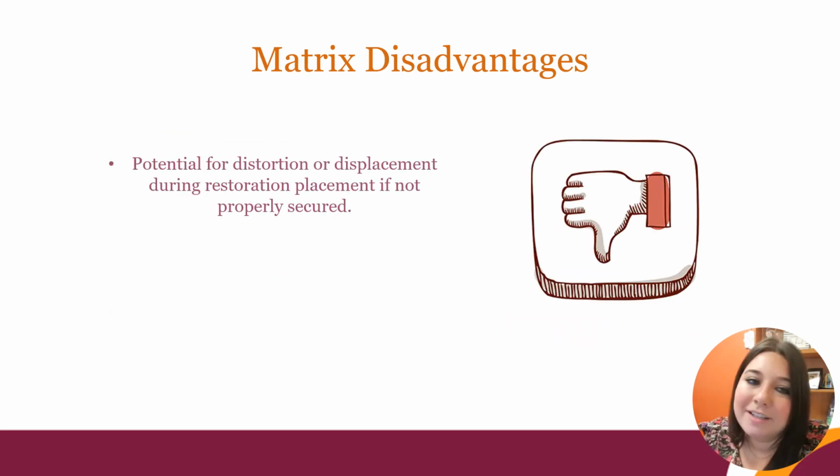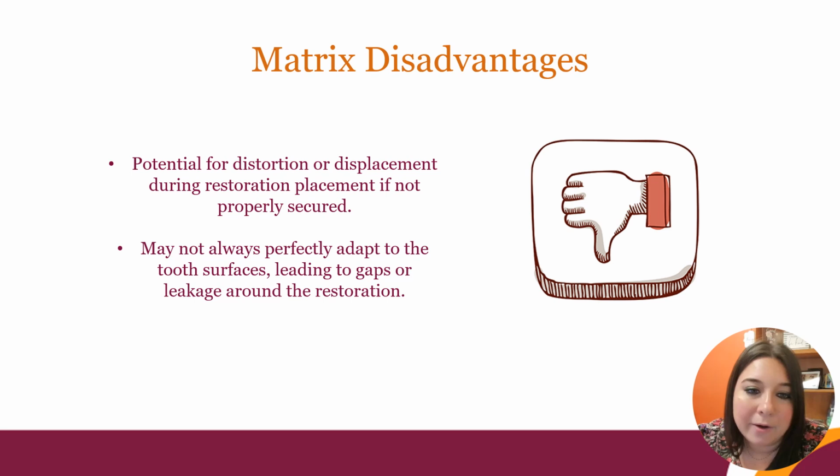Matrix disadvantages. There is a potential for distortion or displacement during restoration placement if the matrix is not properly secured. So if you don't have the matrix band on there very well, your filling's not going to turn out very well. The filling can get distorted if the matrix band is distorted. If it's not secured properly, saliva or blood can contaminate the filling. So these are all things we need to keep a close eye on. These matrix bands also may not perfectly adapt to all teeth surfaces, which can cause leaking around the restoration. It can cause blood and saliva to get in there, or even gaps like voids, air bubbles.